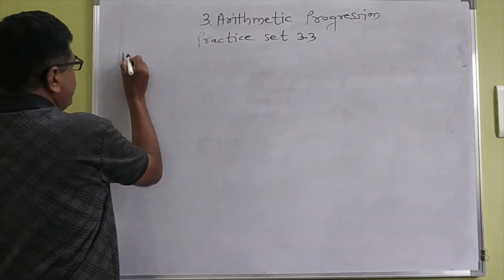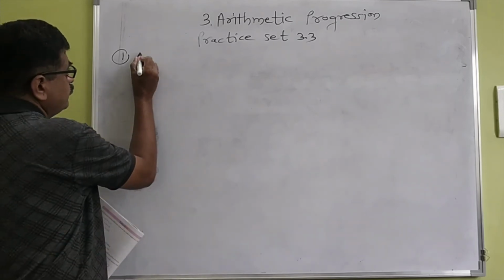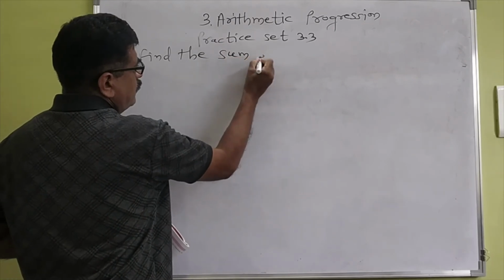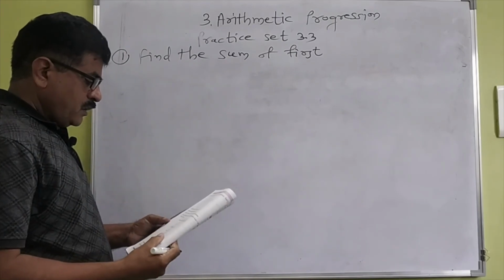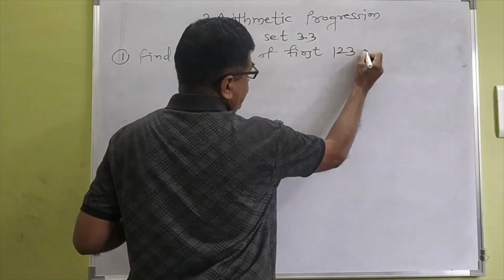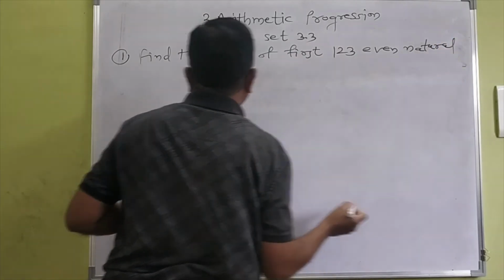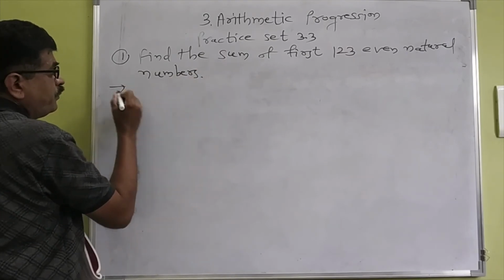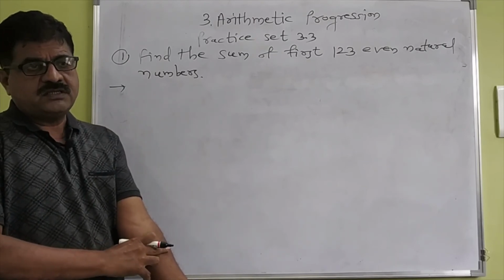Practice set 3.3, question number 1. Find the sum of the first 123 even natural numbers.